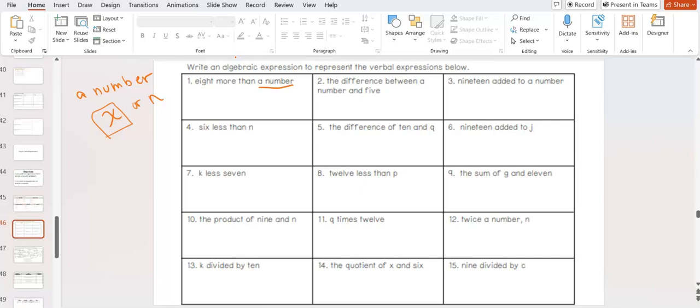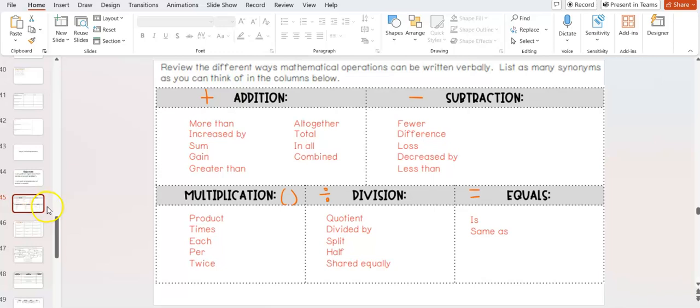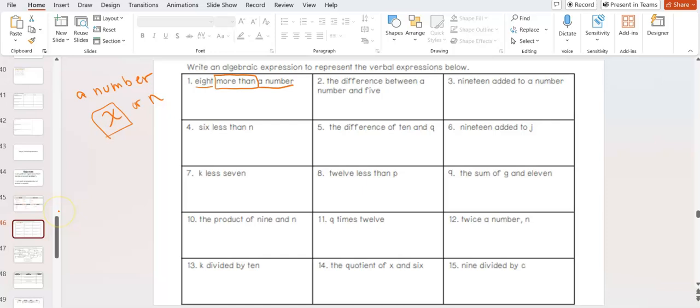All right, so 8 more than a number. So I've got a number, 8, and then I have a phrase that means an operation, more than. If you need to, you could go back. More than means addition. So 8 more than a number means I have a number, right? My number is x. I'm going to add 8 to it. 8 more than a number. So my expression is x plus 8, or n plus 8, or b plus 8, whatever letter you want to use. For our video, we're just going to use x.